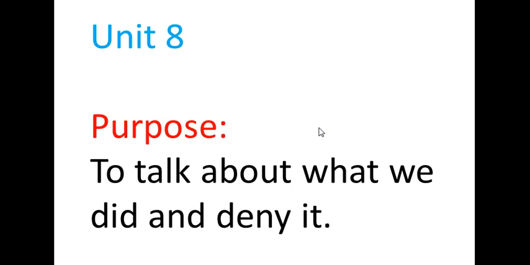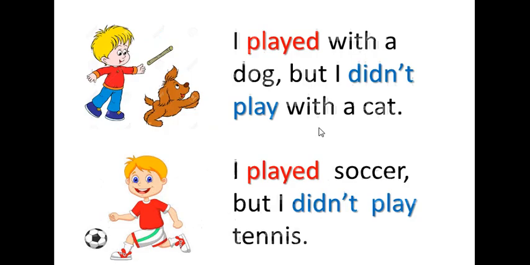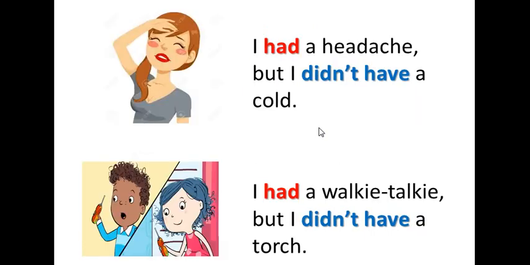The purpose for Unit 8 is to talk about what we did and denied. So let's see some examples. I played with a dog but I didn't play with a cat. I played soccer but I didn't play tennis. Let's see two others. I had a headache, but I didn't have a cold. I had a walkie-talkie, but I didn't have a torch.